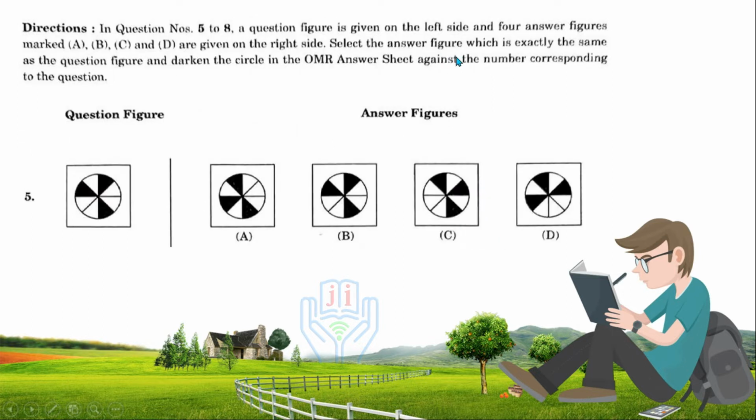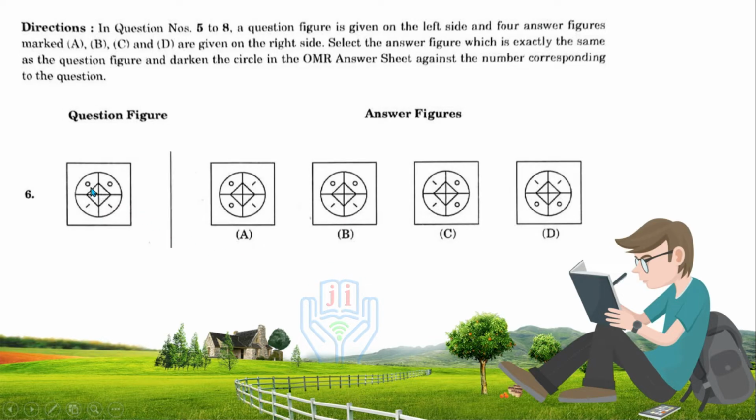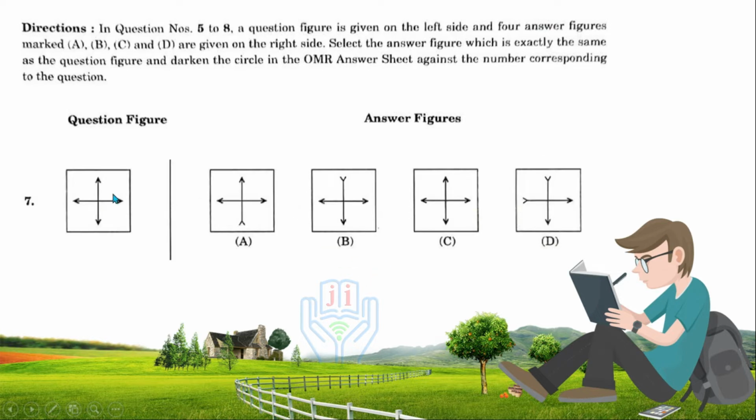Part 2. Select the answer figure which is exactly the same. So exactly the same. If you see this, B is the same. Okay. Answer is B. Sixth one. If you see in the B section, the B option is the same as this. 2 circles, 2 dashes. Answer is B. 4 arrows. C also has 4 arrows. Answer is C.